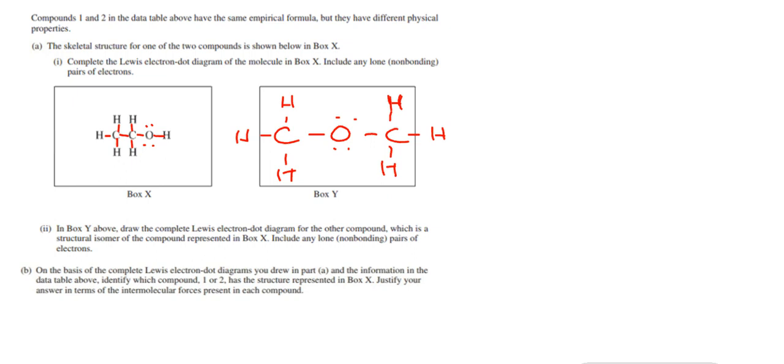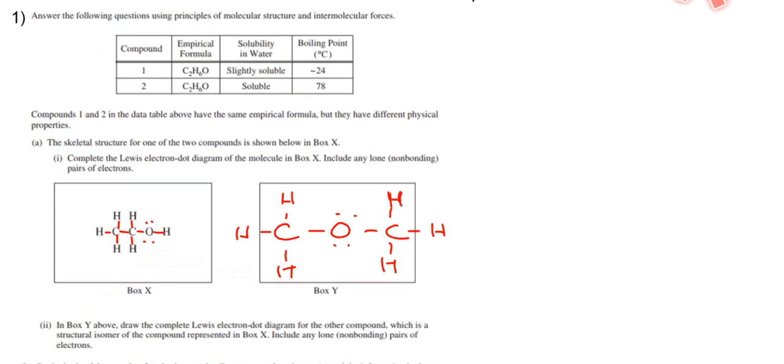Letter B says, on the basis of the complete Lewis electron dot diagrams you drew in part A and the information in the data table above, identify which compound, 1 or 2, has a structure represented, I'm sorry, represented in box X. Justify your answer in terms of intermolecular forces. So let's talk about that. Which compound is X? So we got compound 1 and compound 2.